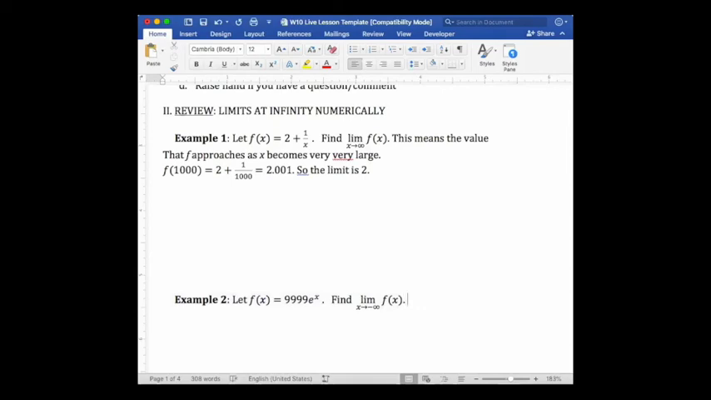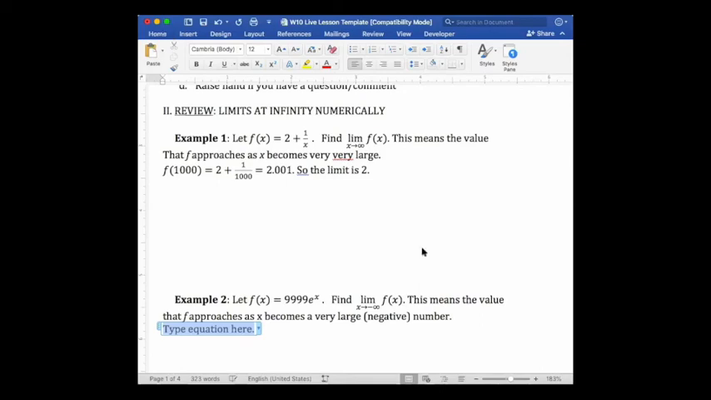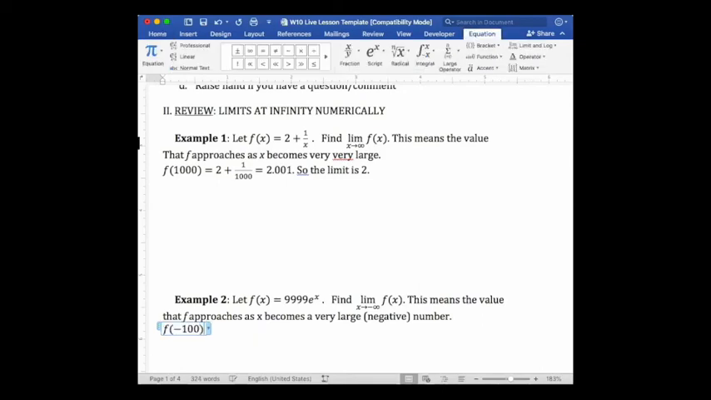So let's recall what it means. This means the value that f approaches as x becomes a very large negative number, like negative 1,000, negative 1,000,000, negative 1,000,000,000. And just as before, we can get a sense of what this limit might be by plugging in a specific, very large negative number and seeing what we get. This is what we did last week. I'm going to plug in, let's say negative 100. That's relatively large. I could go larger, but let's stick with negative 100.